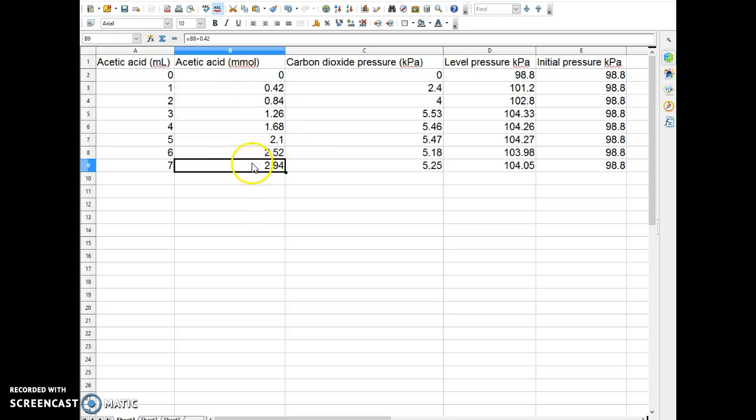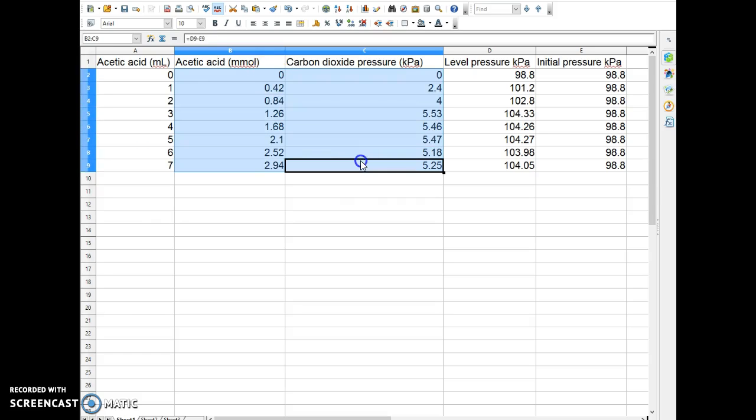So this is millimoles of acid, and it goes up in a straight line. And here's your carbon dioxide pressure, which does not go up in a straight line. You can then, if you wish, either graph this by hand, or you can graph it with the computer here. We can graph it with this spreadsheet program.